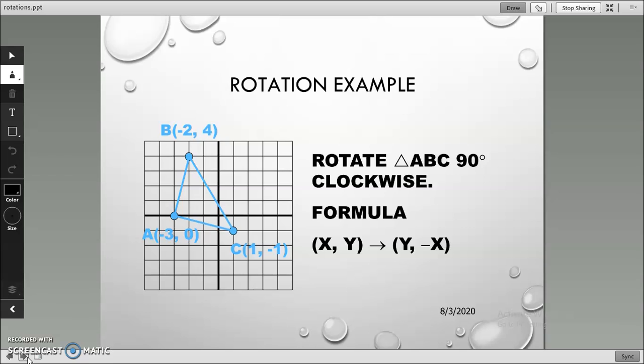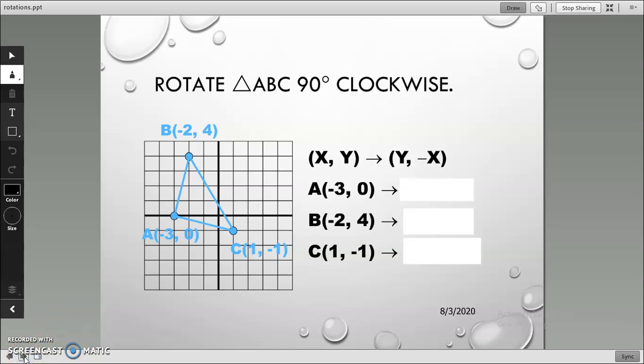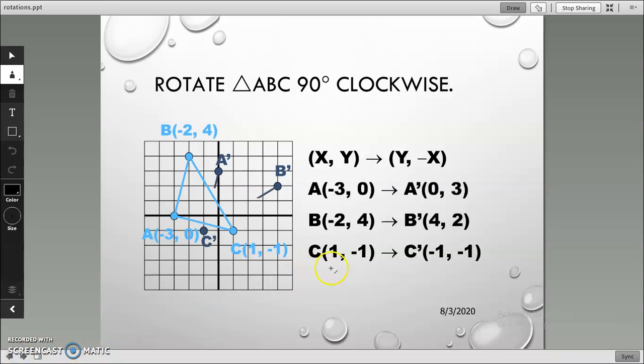Then it says rotate triangle ABC 90 degrees counterclockwise. And remember the formula is (y, -x). So for the first one, my y is going to take the place of my x, which becomes 0. My x will take the place of my y, and it changes sign. And so there it is plotted. Here, remember it's clockwise. And so again, for B, (-2, 4) becomes (4, 2). And then for C, we have (1, -1) becomes (-1, -1). Okay.